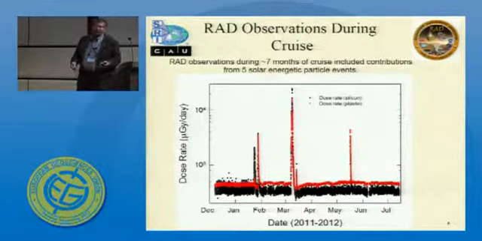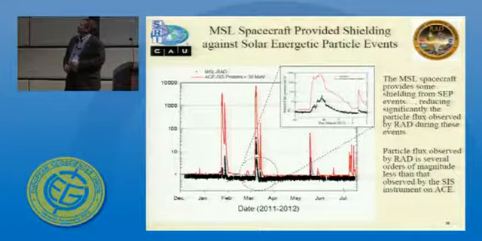This is an example. This is just qualitative, not to be used quantitatively. To do that will take much more modeling, but this shows the RAD data in black, with the red data being from the CIS instrument on ACE with 30 MeV or greater protons. Since both ACE and MSL were magnetically connected, this shows the effect of the shielding in terms of reducing the radiation flux by about 2 orders of magnitude.